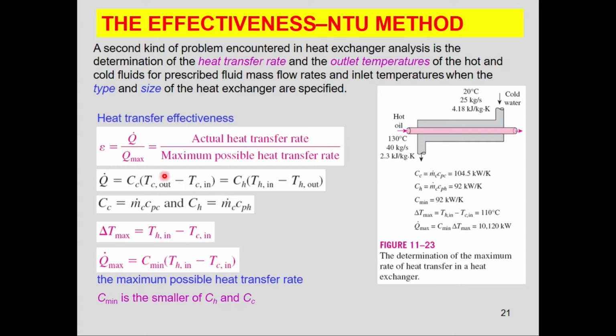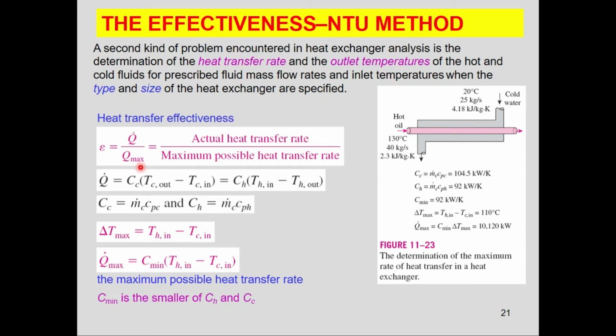So first of all, we have just defined the effectiveness, the heat transfer effectiveness ratio, which is the ratio of the actual heat transfer rate and the maximum possible heat transfer rate. So first we have to determine this ratio. In order to determine this ratio, first we have to determine Q max and then Q dot. Q max is the maximum possible heat transfer rate and Q dot is the actual heat transfer rate. And we are now going for the determination of Q max.